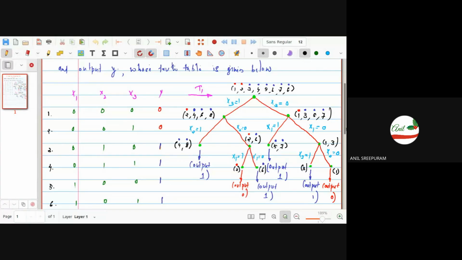So you are going to design a decision tree here. But what do we mean by designing a decision tree? It means that you form a tree like this, which can be used to predict the output, the y value, for a particular input.